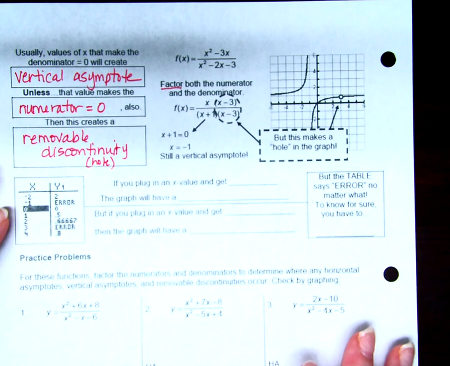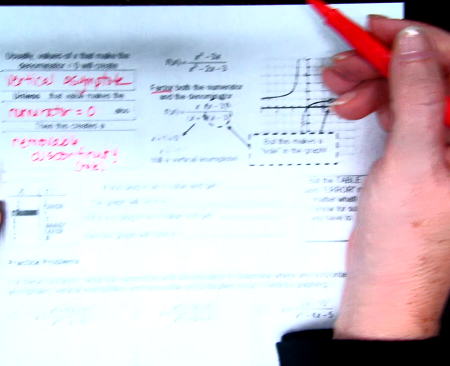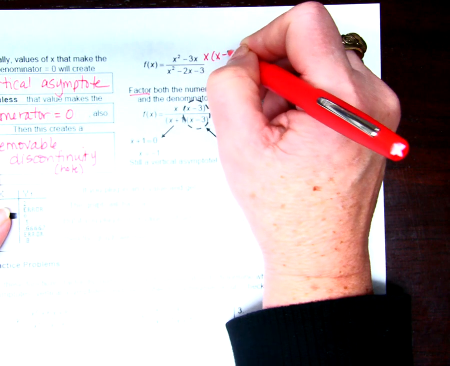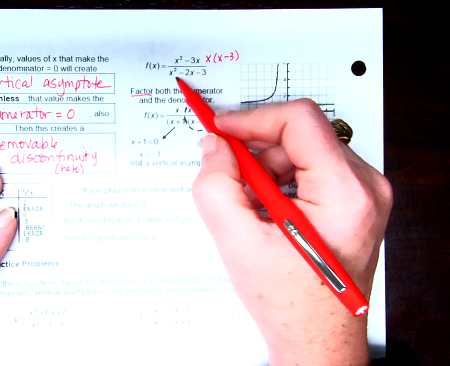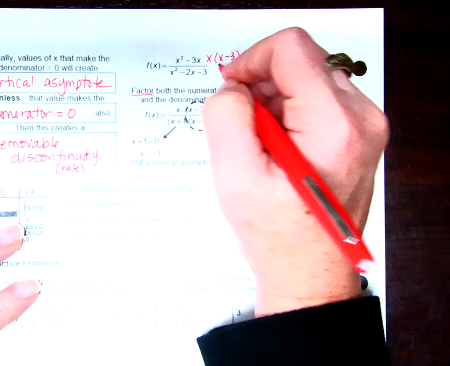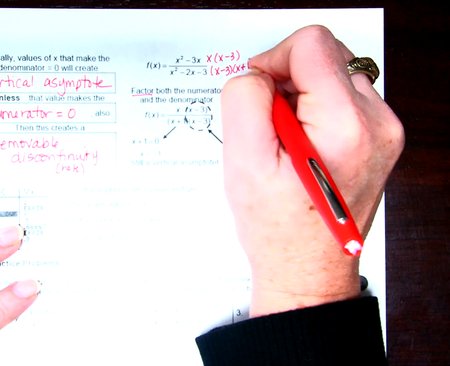Okay? So what we have to do first is we have to factor. I need to factor numerator and denominator to see what's going on. If I factor the numerator here, I get x times x minus 3, because they both have an x in common, so I factor it out. This is a trinomial, so I say what multiplies to be negative 3 and adds to be negative 2. So I get x minus 3 and x plus 1.